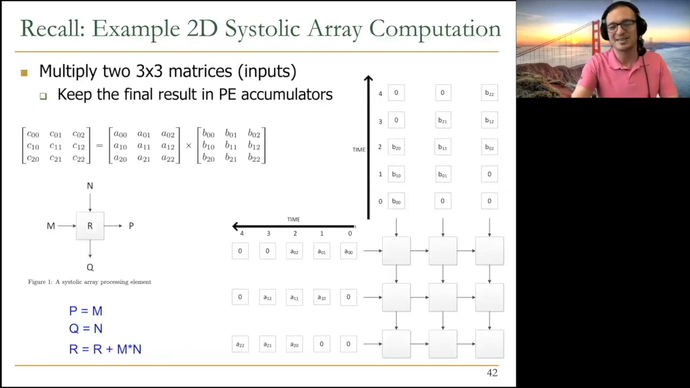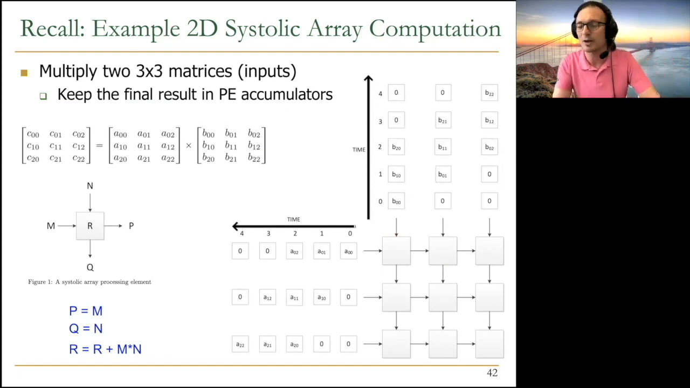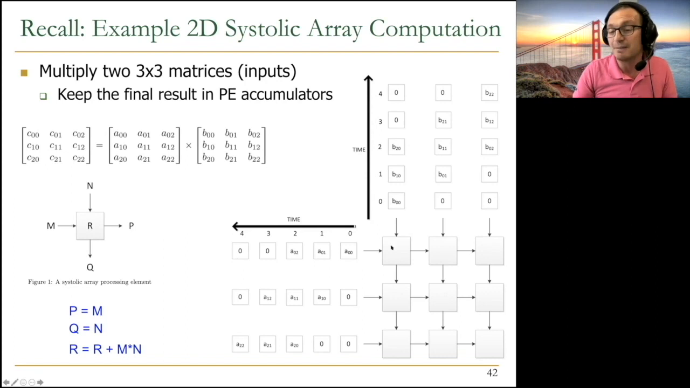Okay, so this is the example that you're going to do in your homework, which is essentially the same, except it may be a different way of actually implementing the matrix multiplication.